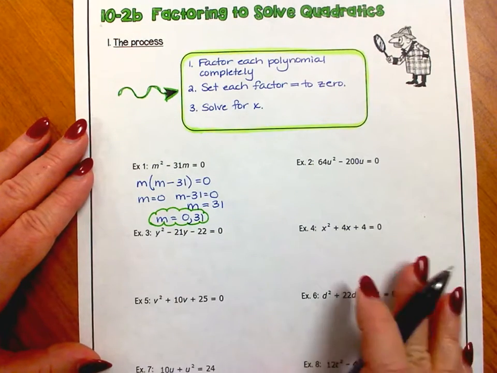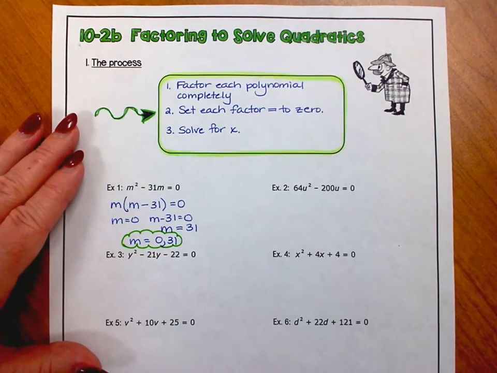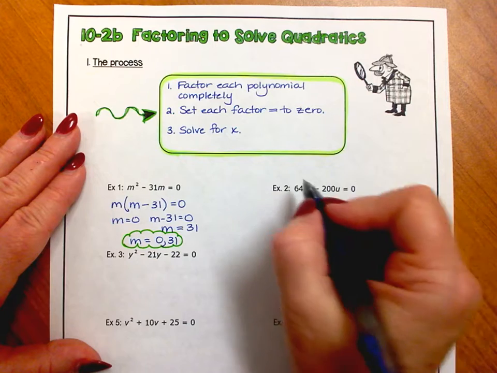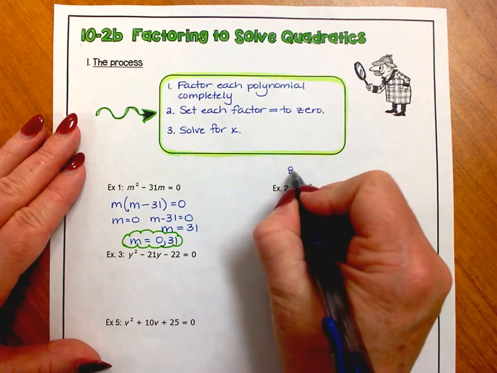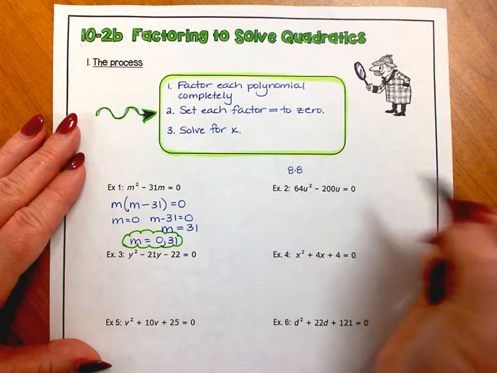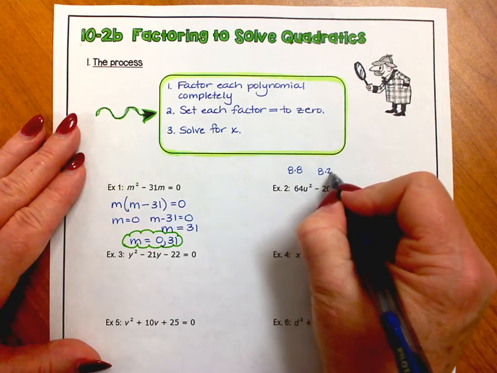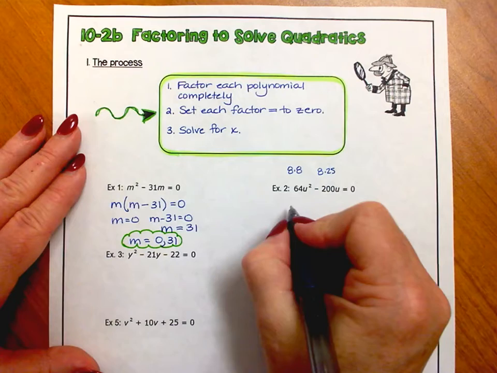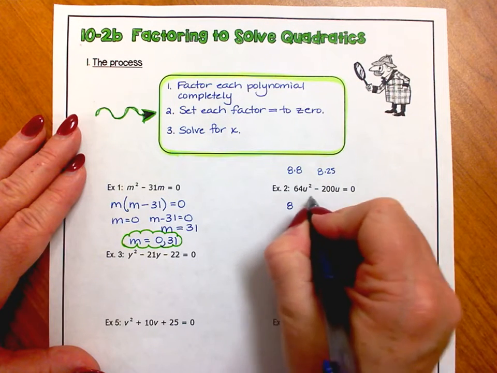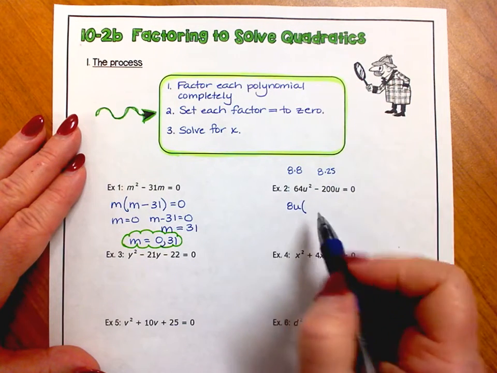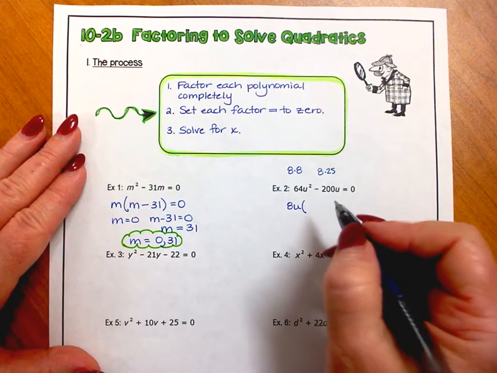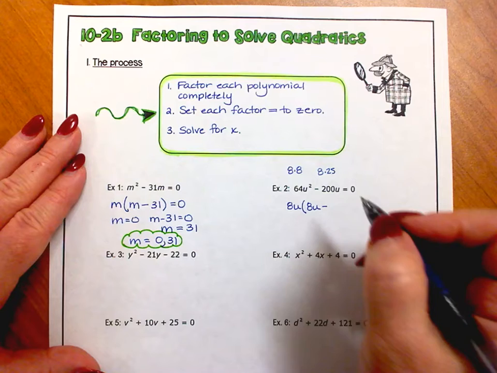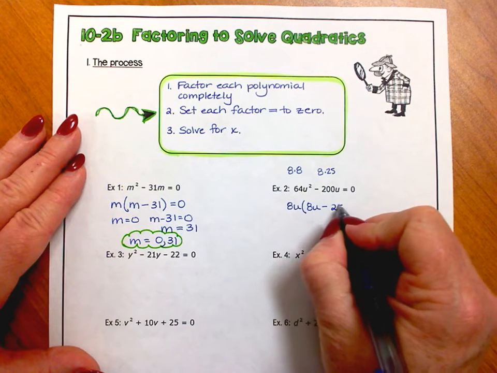Okay, moving right along to the second one. Okay, this one has some big numbers, so if we stop and think about what goes into this one, 64 is 8 times 8, and 200 is 8 times 25. Okay, so it looks like our common factor is going to be 8. So we can take out an 8, and it looks like a u. Divide the first one, and we're going to get 8u. Minus, divide the second one, and we're going to get minus 25.